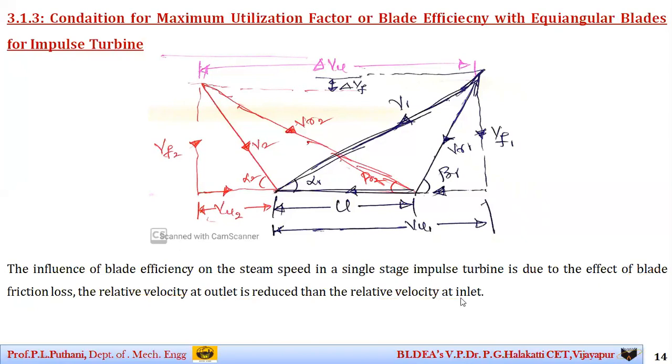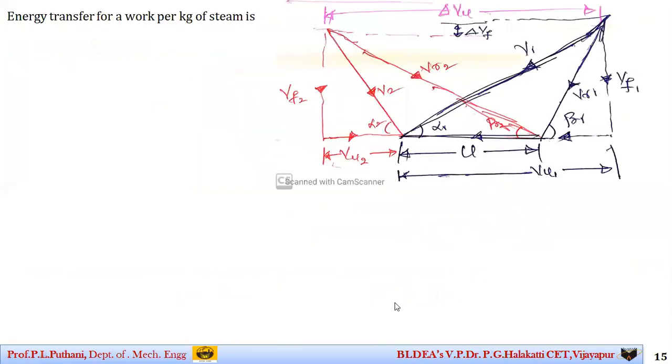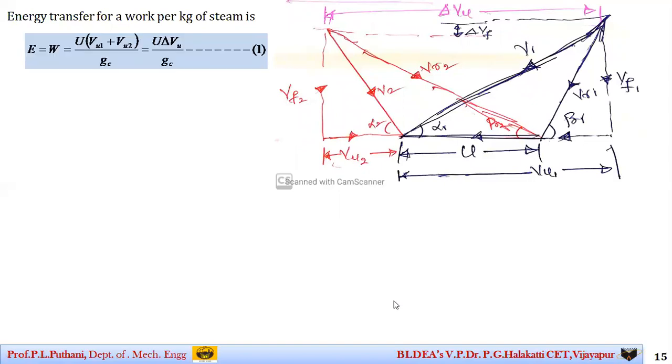So I can write CB is equal to VR2 by VR1, where CB is the blade coefficient, the ratio of the relative velocity at the exit to the relative velocity at the inlet. Therefore, energy transfer or work per kg of steam, as we already learned in module number 2 using Euler's turbine equation, I am writing the same equation here: E is equal to W is equal to U (VU1 plus VU2) by gc. As you can see here, the directions of VU1 and VU2 are opposite to one another.